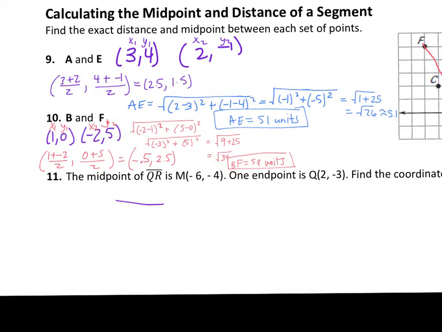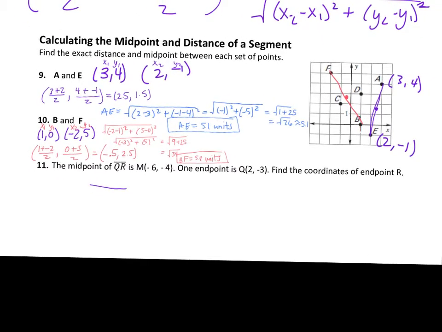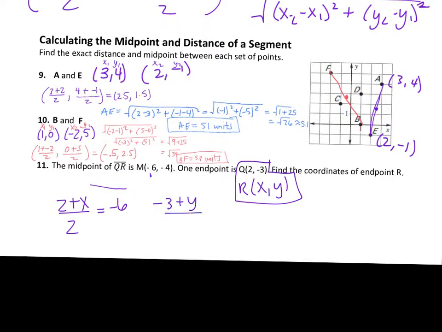Okay, so number 11 asks about the midpoint of QR is M -6, -4, and one endpoint is Q 2, -3, and then it says find the coordinates of the other endpoint. So what I'm going to do is I'm going to say, okay, I don't know my coordinates, so I'm going to call them X and Y, because that's what we do with things we don't know. And so I'm going to use my formula for midpoint, and I'm going to say, okay, if I'm finding the midpoint between these 2 points, that means 2 plus X divided by 2 has to equal -6, because that's what the midpoint is. And -3 plus Y over 2 has to equal -4, because that's the definition of midpoint.